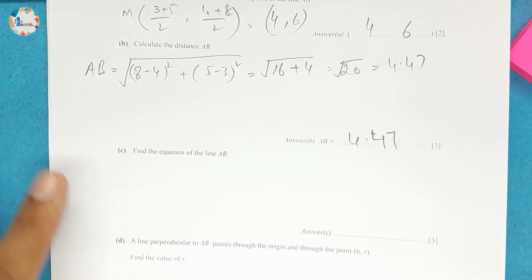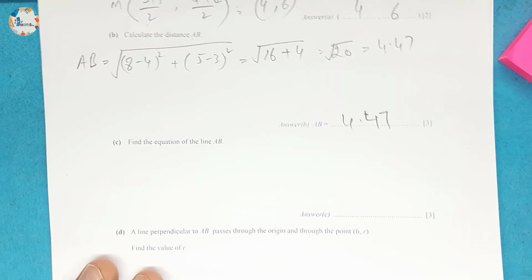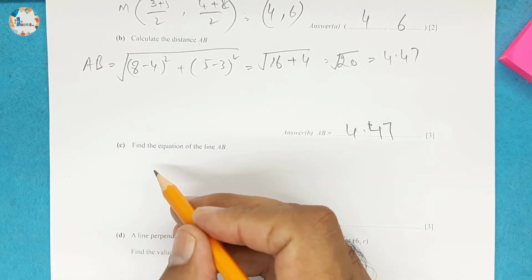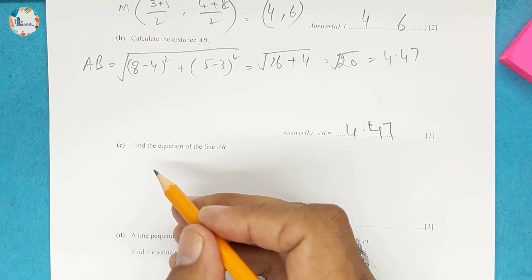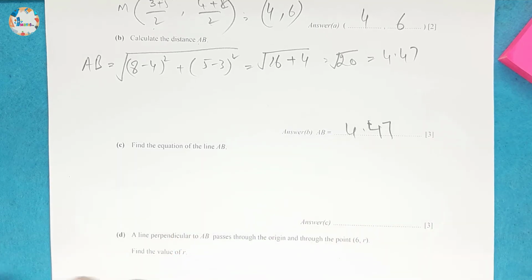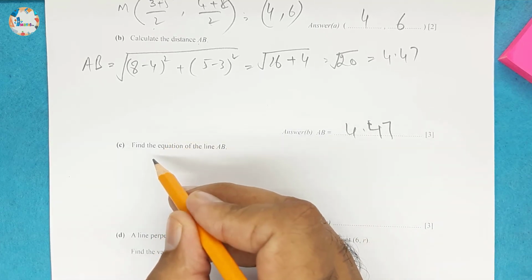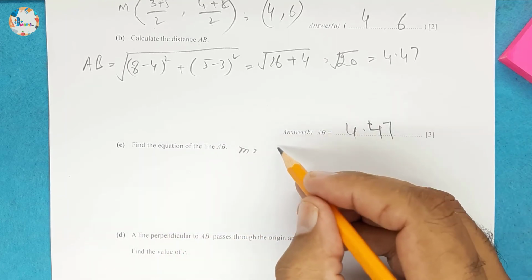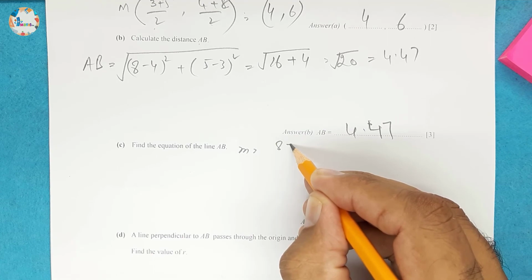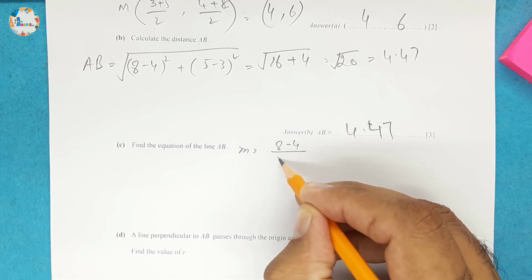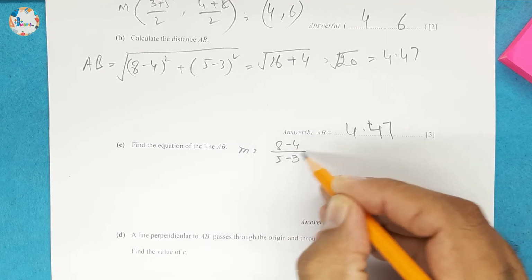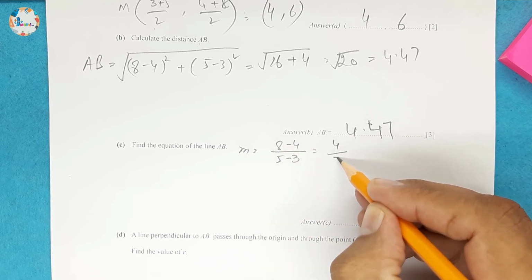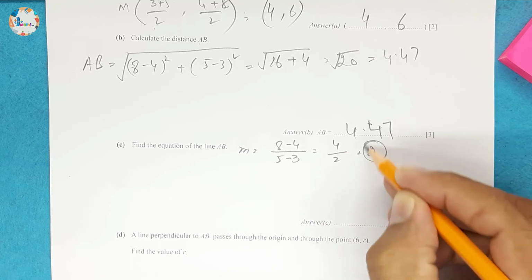Find the equation of line. Now we have to find the equation of line. For equation of line, we need basically y-intercept or gradient. We require gradient and a point, so we will find the gradient. M will be equal to y2 minus y1 over x2 minus x1. These are the values. So this will be 4 over 2, which is equal to 2. So the slope is 2.